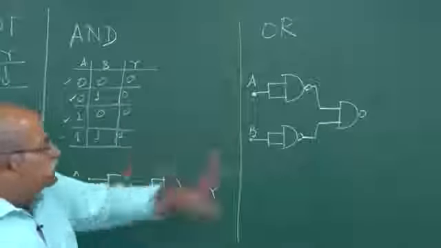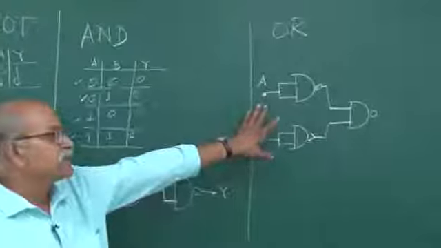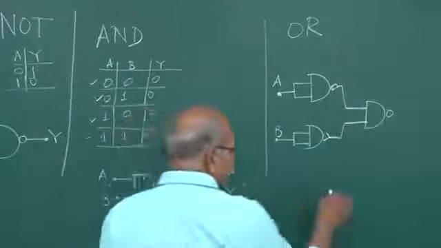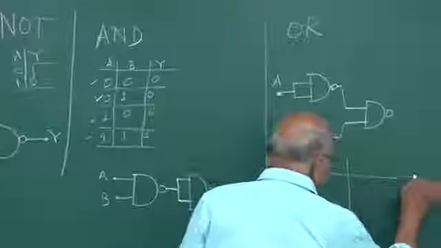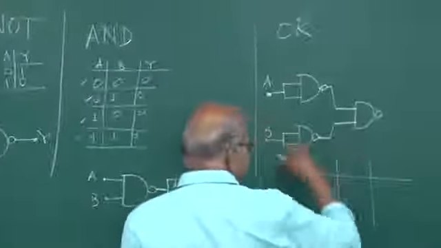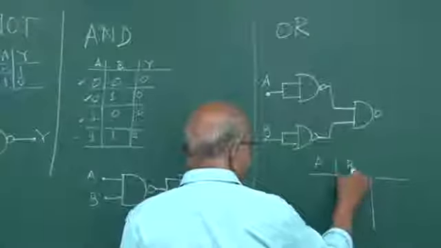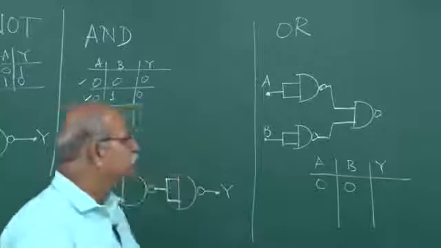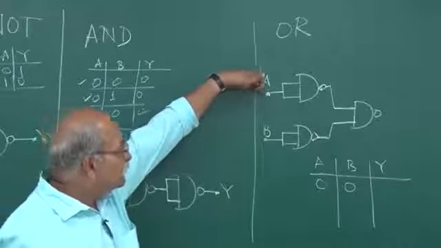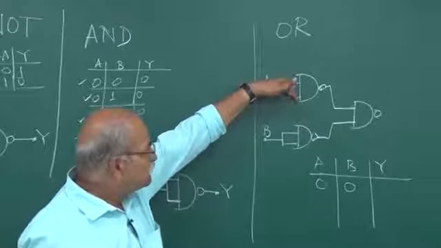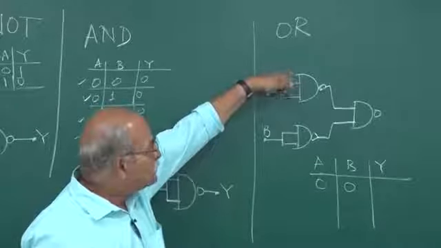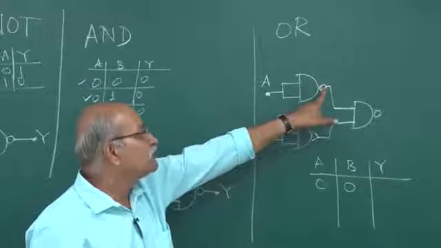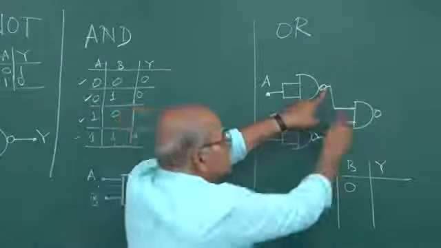So let me make the truth table of this digital circuit and see whether it is OR or not. So let us make the truth table for this circuit. A is here, B is here, and Y is here. First, A and B are both 0. A is 0. So this input is 0. This input is 0. 0 and 0 AND will give me 0. Not of that will give me 1. So here it is 1.